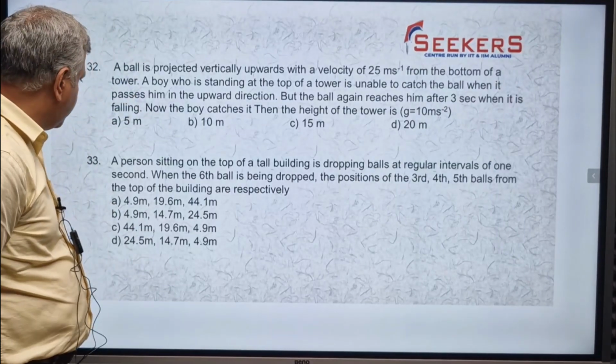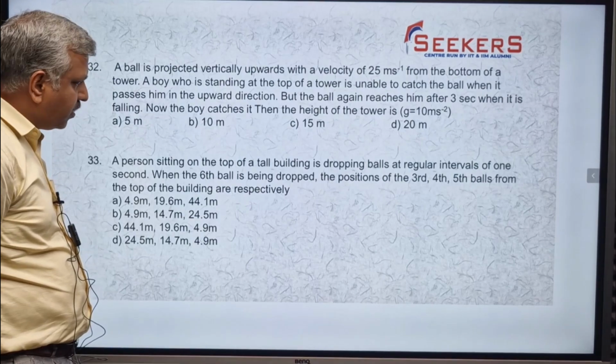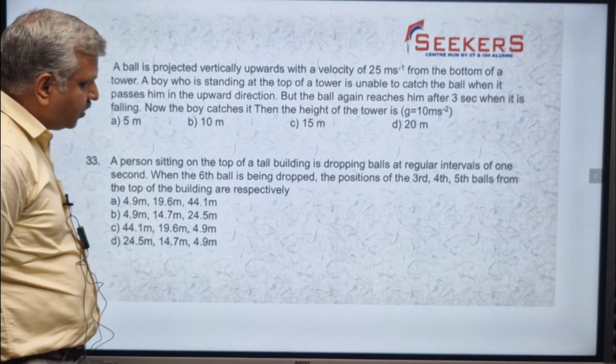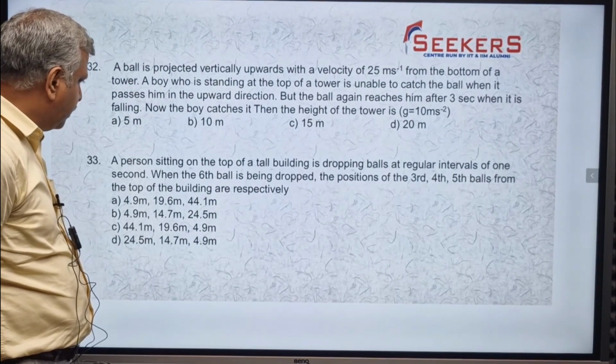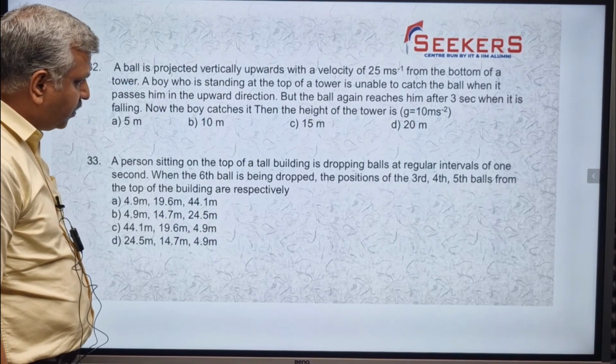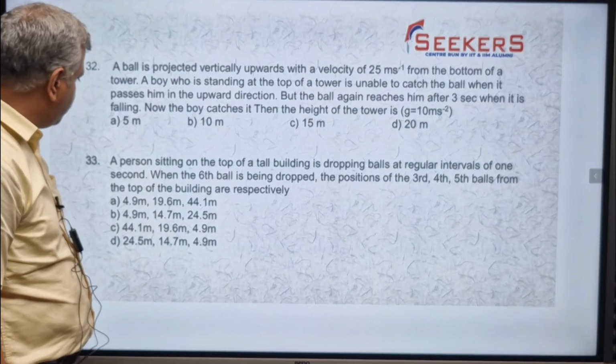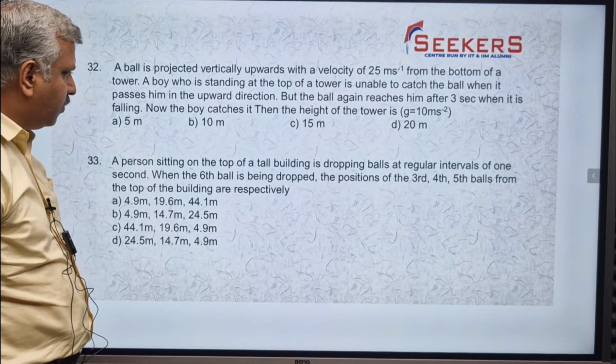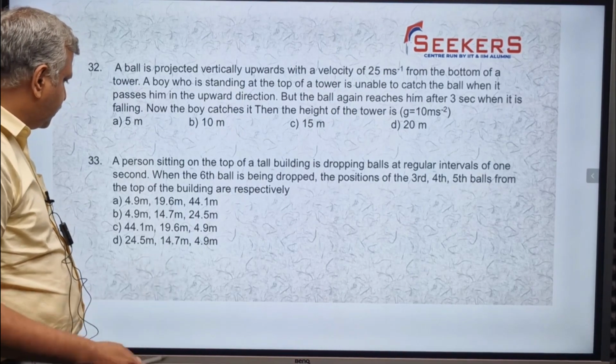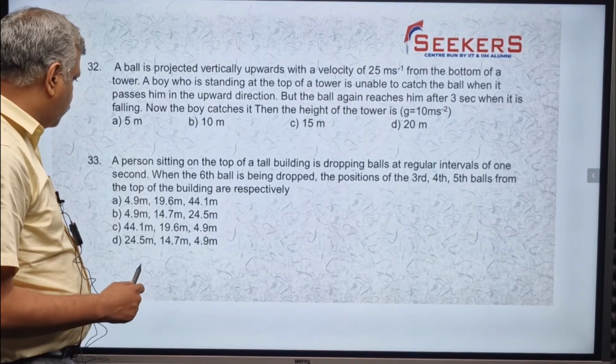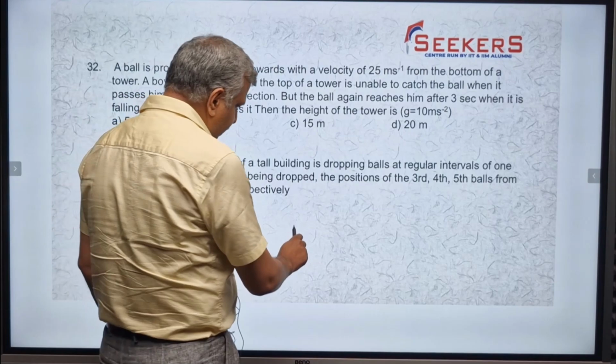Look at the 33rd question. A person sitting on the top of a tall building is dropping balls at regular intervals of 1 second. When the 6th ball is being dropped, the positions of the 3rd, 4th and 5th balls from the top of the building are respectively how much? So obviously the 5th distance will be maximum, followed by the 4th, followed by the 3rd. So let's see what's happening.